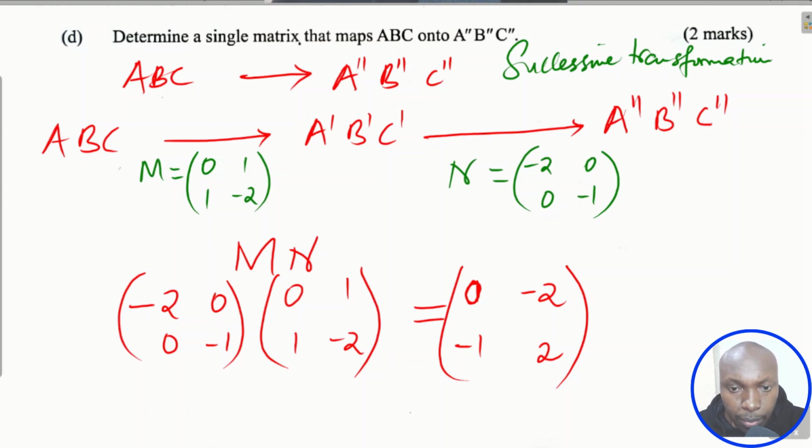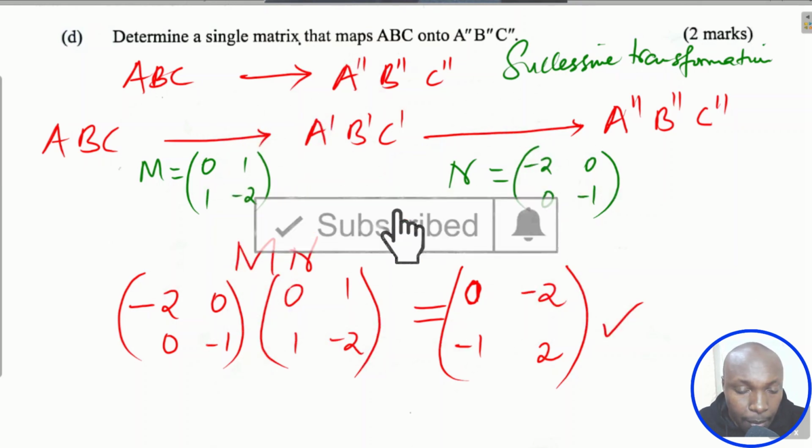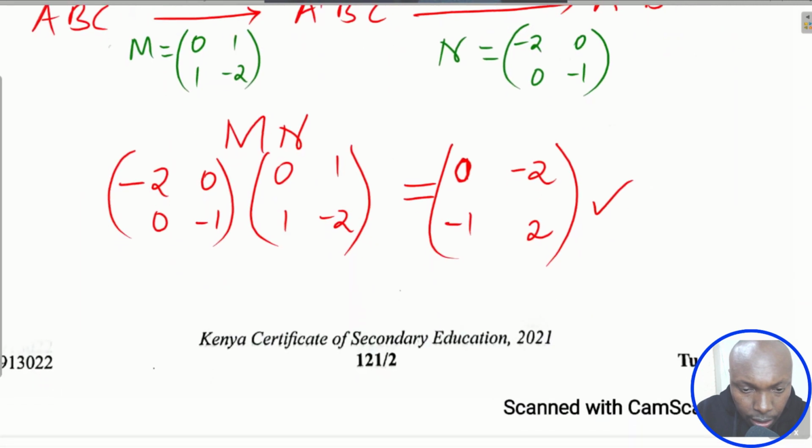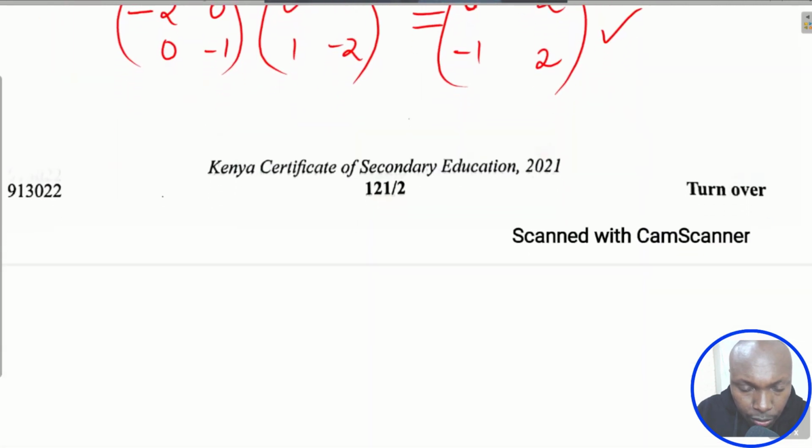So the matrix of transformation that would map triangle ABC to triangle A double prime, B double prime, C double prime is therefore this matrix, and we have used the successive transformation matrix. This is another method that you can use to get the same. This one is method B.